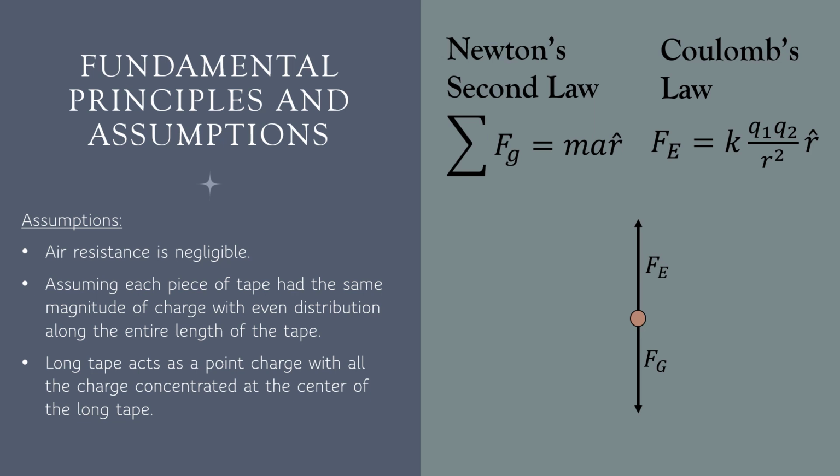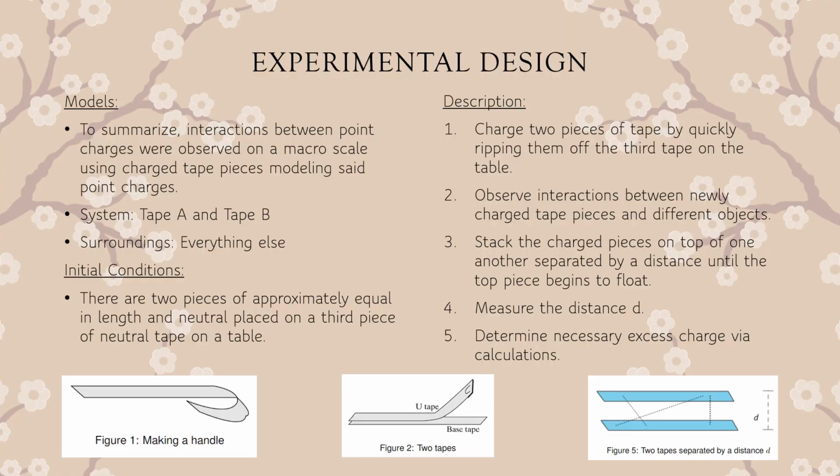As we can see to the right, we have Newton's second law, where the sum of the forces, which includes the force of gravity, equals mass times acceleration times our point vector. And then Coulomb's law, which is the electric force, which is our K constant, 1 over 4 pi epsilon naught, times our two charges, Q1 times Q2, over r squared, which is our distance, and also our point vector, our r hat. More specifically, these two forces will add up to be F net, and we will be able to get our answer from there. This is the experimental design.